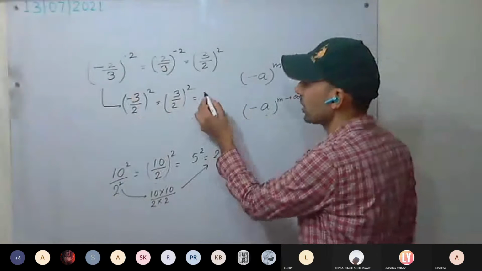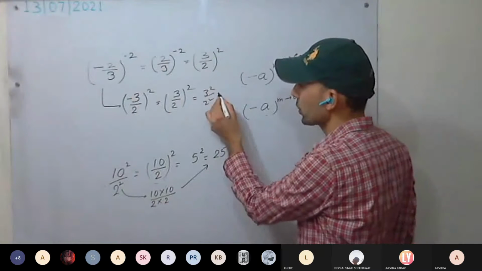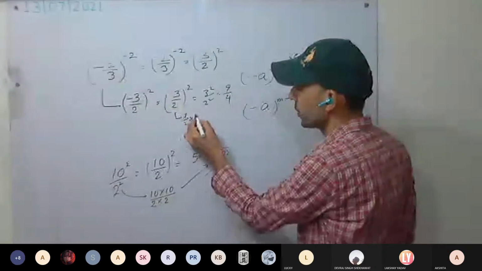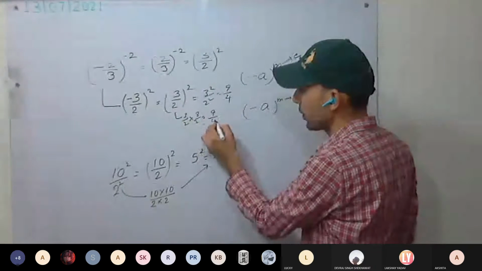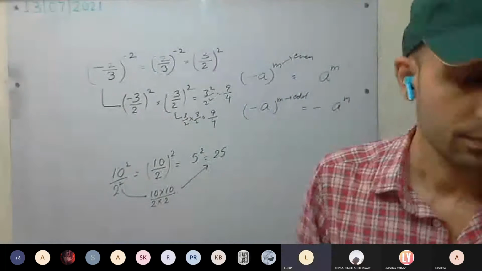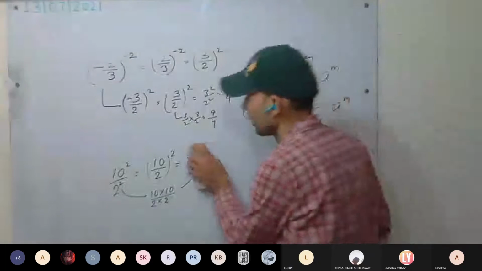And it will be how much? 3 square upon 2 square, 9 upon 4. Or you can say 3/2 into 3/2, 9 upon 4. Have you understood this one? Yes, sir.